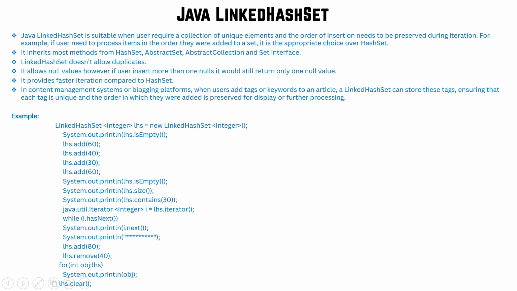It inherits most methods from hash set, abstract set, abstract collection and set interface. Linked hash set does not allow duplicates. It allows a null value. However, if the user inserts more than one null, it will still return only one null value. It provides faster iteration compared to hash set. For example, in a content management system or blogging platform, when a user adds a tag or keyword to an article, a linked hash set can store these tags, ensuring that each tag is unique and the order in which they are added is preserved for displaying and further processing.